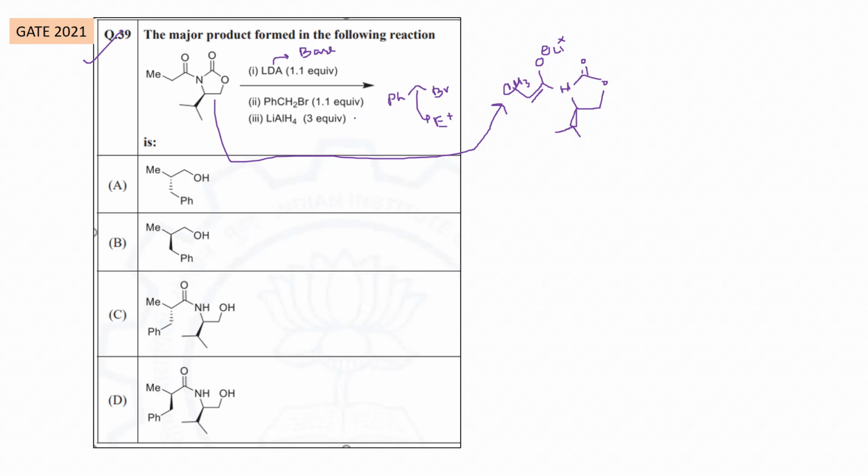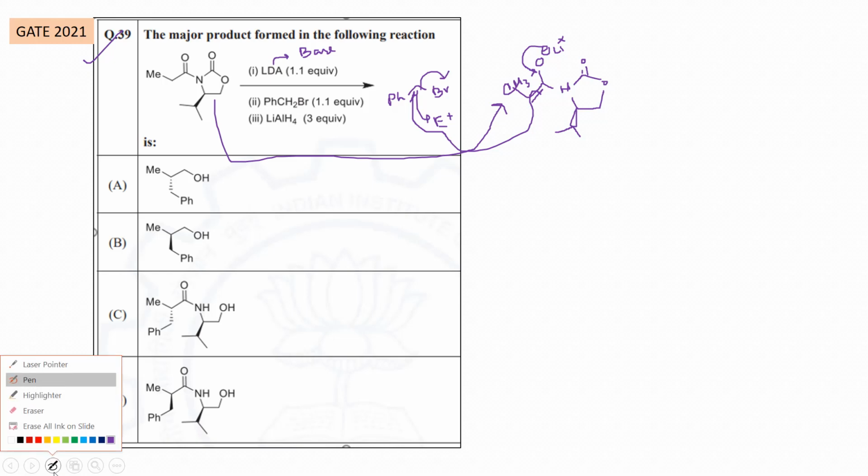Now what will happen when you are adding this electrophile, like in the previous reaction? This will come here, and from this carbon center it will attack this electrophilic center and remove this bromine atom from the system. Okay, so what will form?